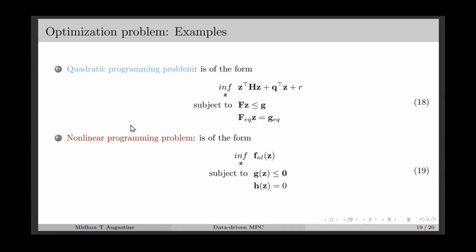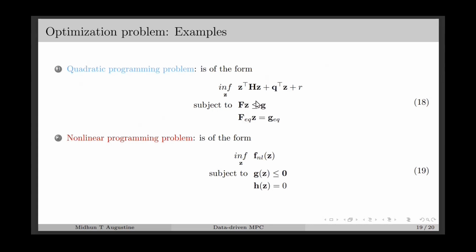Two of the optimization problems which we are commonly going to encounter in the rest of this lecture series are the quadratic programming problem, or QP, and the nonlinear programming problem, or NLP. In the case of a quadratic programming problem, the cost function will be a quadratic function as shown here, and the constraint sets will be defined using linear inequalities and also linear equalities. And these optimization problems are normally convex optimization problems.